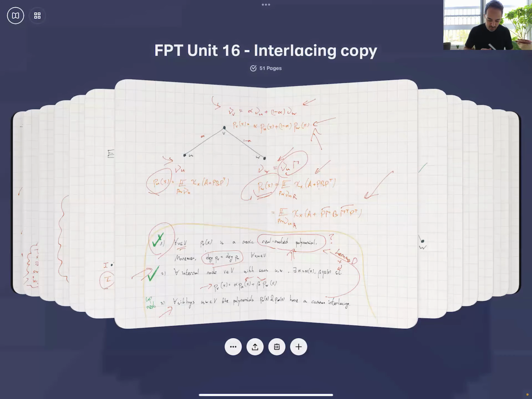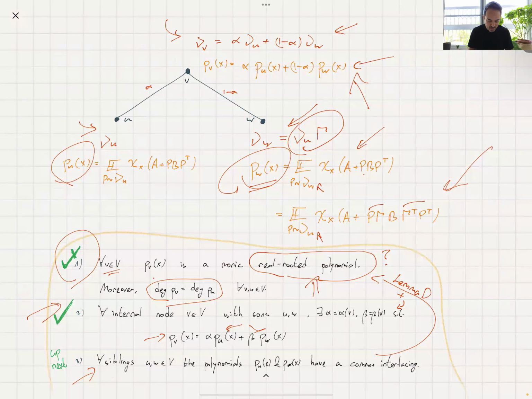So we want to prove that point 3 holds. We are given A and B, we constructed this tree of distributions and polynomials, and we want to prove something about it. But what we are actually going to prove, and we use this as the induction, so we are going to strengthen the induction, is that for any A and B, what we are proving is true by induction on the height. Okay, not for our particular A and B. So for any A and B, every two siblings, the corresponding polynomials have a common interlacing.